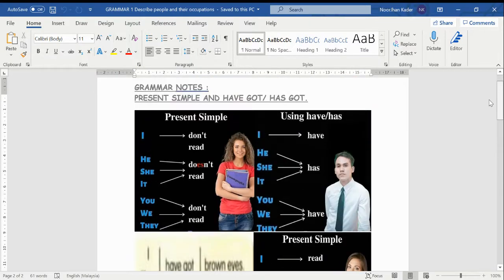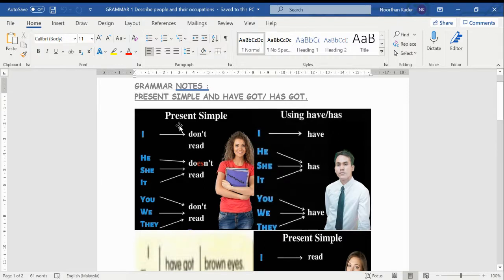Okay, let's go to the grammar notes. The first one will be present simple tense in negative form. That means we will have all the verbs in negative form. So we will look at all the pronouns here. Pronouns means I, he, she, it, you, we, and they. These pronouns are used to replace names of people.